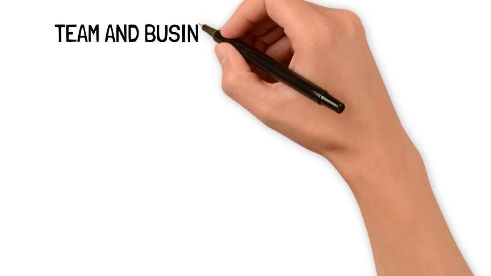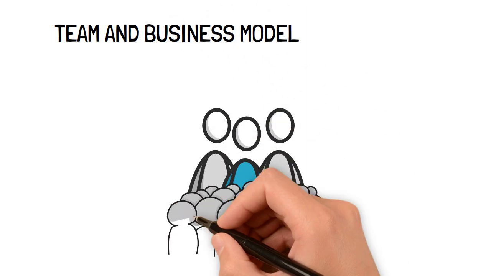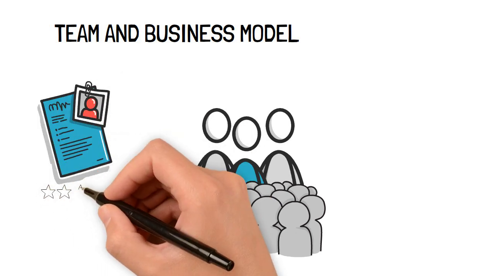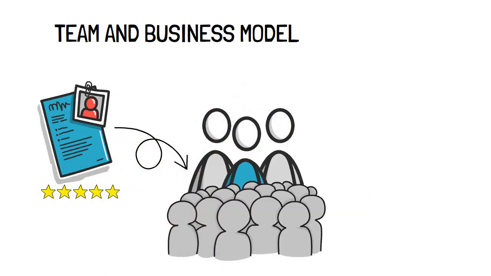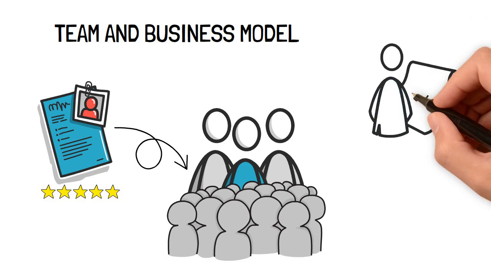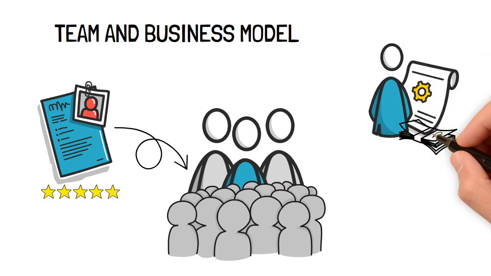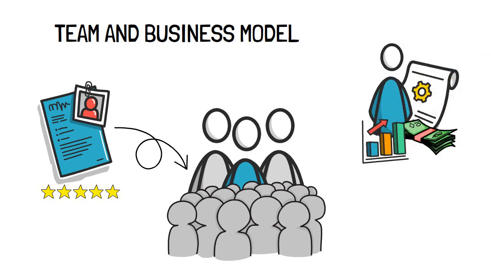The next section of your pitch deck should focus on your team and business model. You'll need to demonstrate the expertise of your team and how they are uniquely qualified to execute on your vision. You'll also need to explain the structure of your business model, including how you generate revenue and how you plan to scale. This will help to demonstrate the potential of your business.